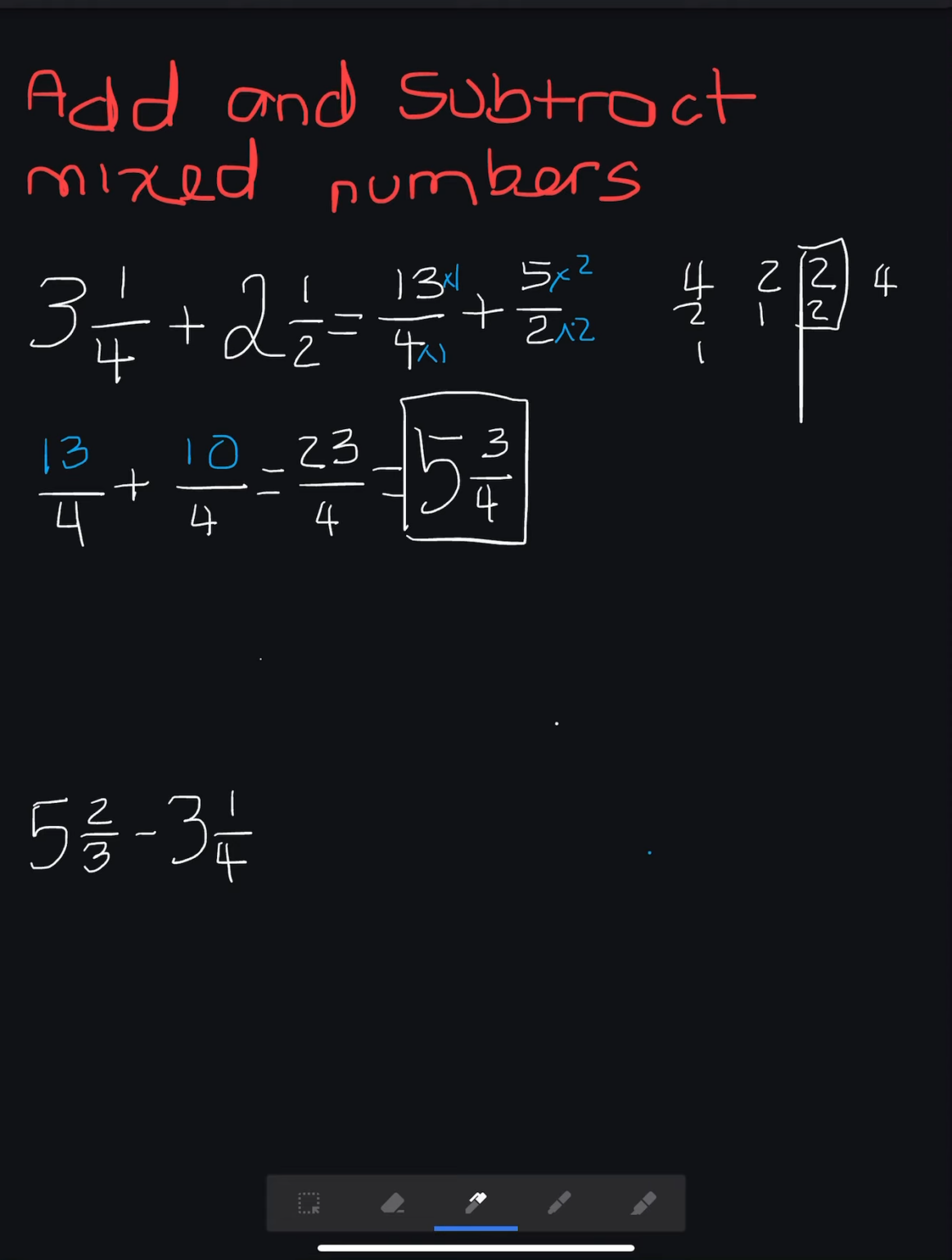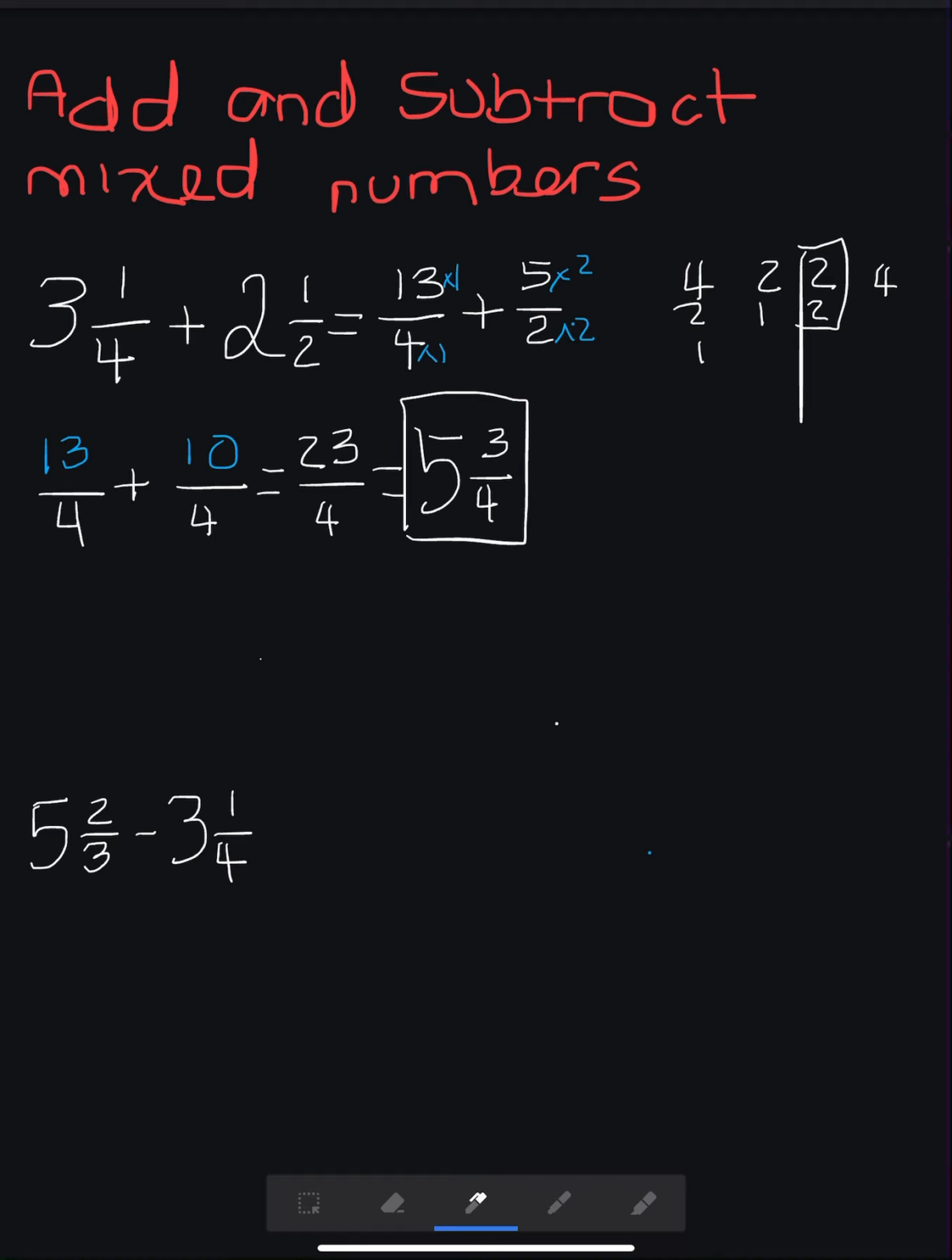So basically, the process is exactly the same as adding normal fractions, proper or improper fractions. What's the only new step? You need to change the mixed numbers into improper fractions. And then you just follow the same steps that you already know. Let's see how it works with subtraction.